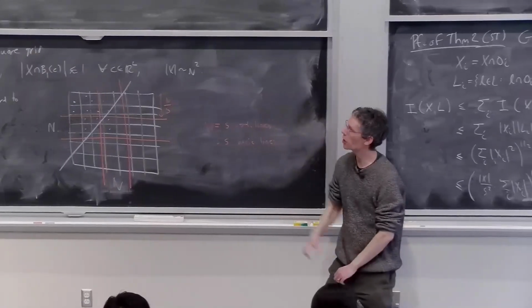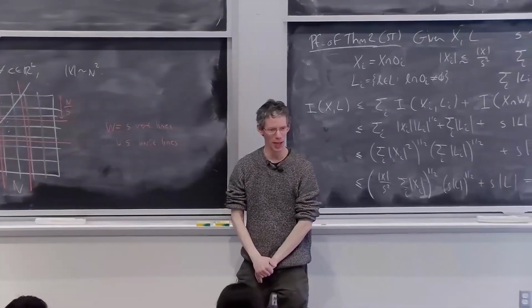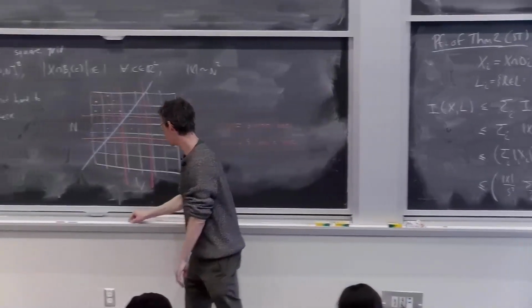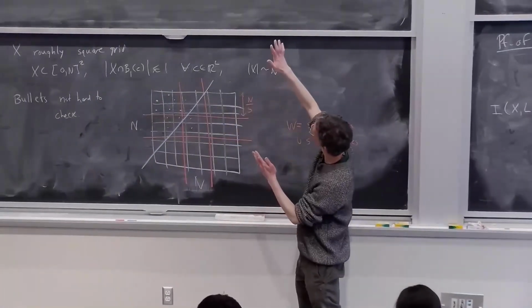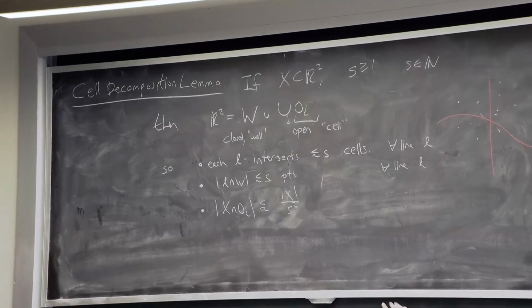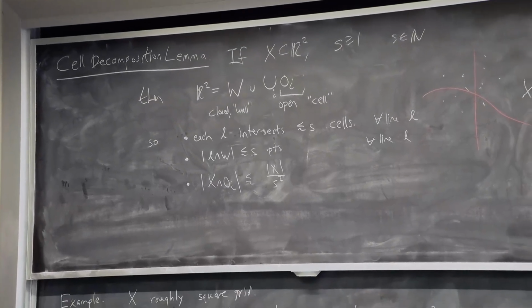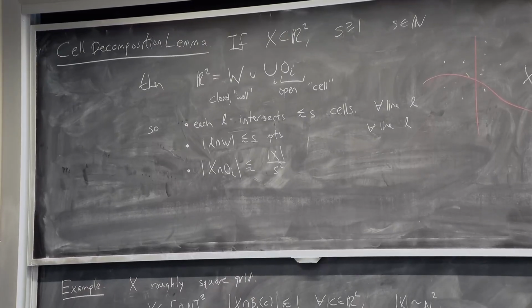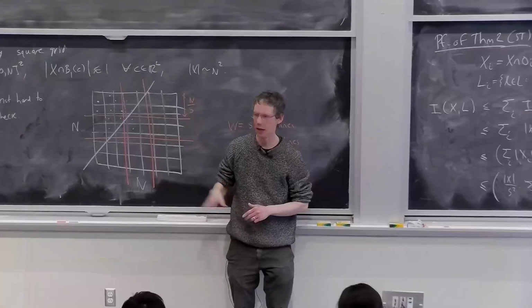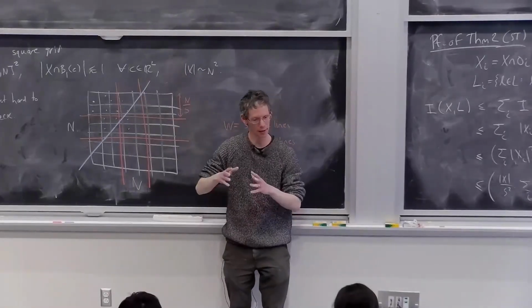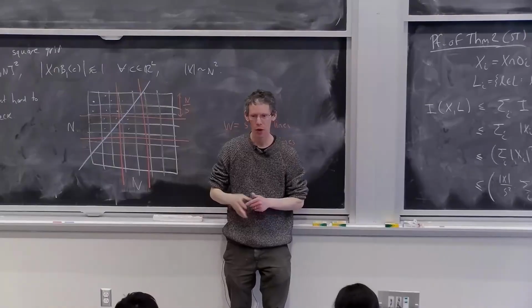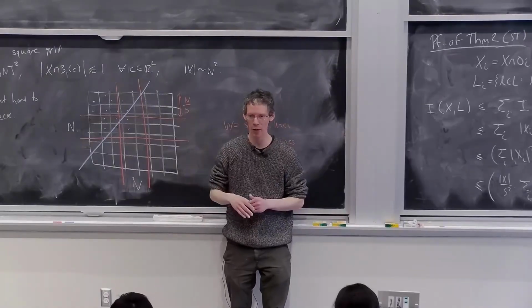OK. So let's talk about how to prove the cell decomposition lemma, which uses a little bit of topology. So in our cell decomposition lemma, we want to take our points and kind of cut them up evenly in some way. And that is reminiscent of a classical thing in topology called the ham sandwich theorem. And the cell decomposition lemma is like a variant of the ham sandwich theorem. So I will first recall the ham sandwich theorem and how to prove that, and then we'll work up to this.